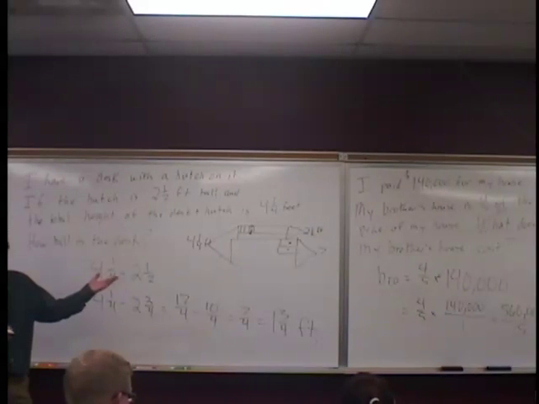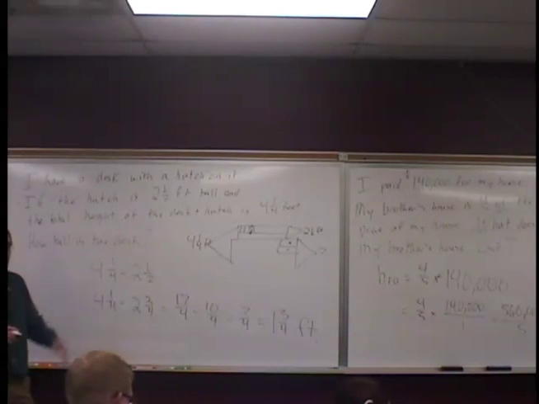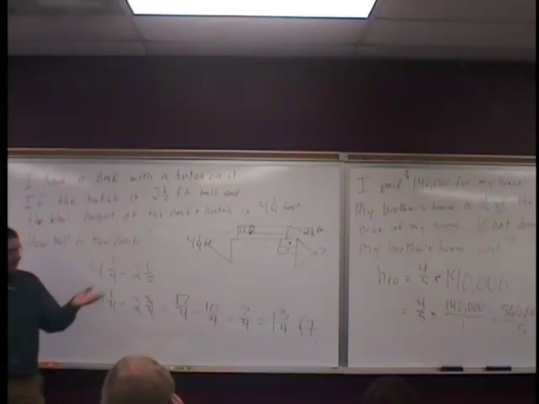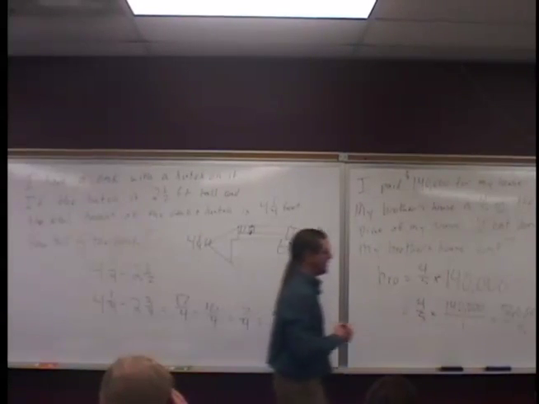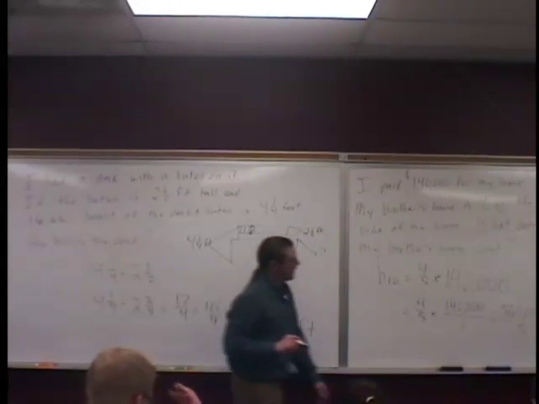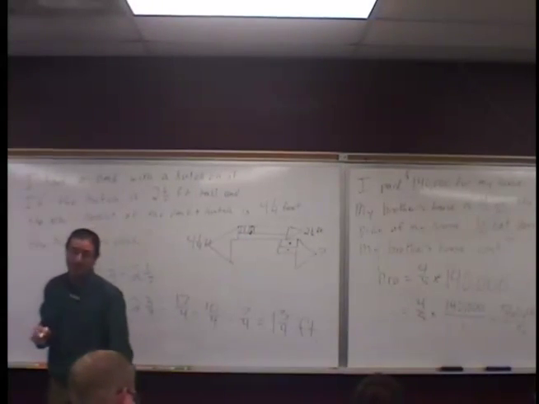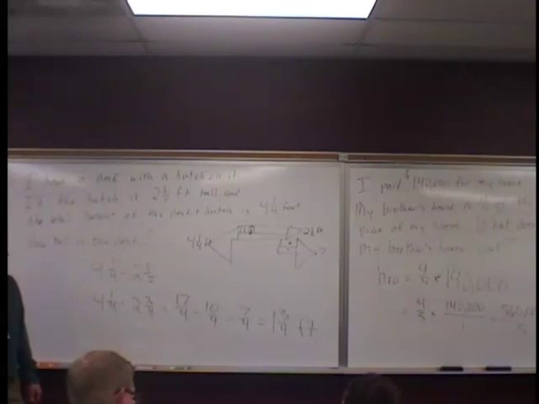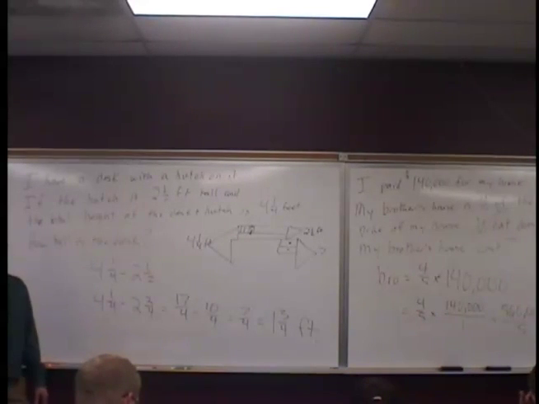And again, that fraction can be simplified because it ends in a 0, it ends in a 5, or 5 can divide into 560,000 evenly. My brother paid $112,000 for his house. He lives in Indiana, though, so houses are cheaper there.